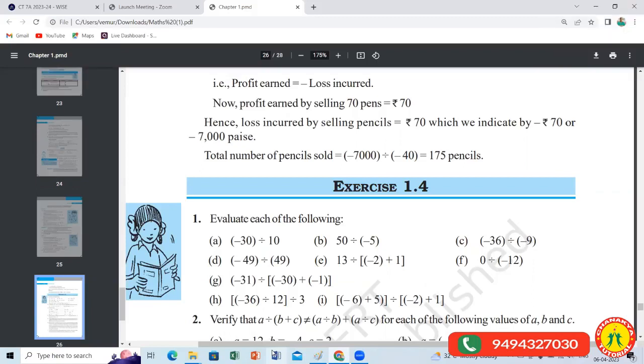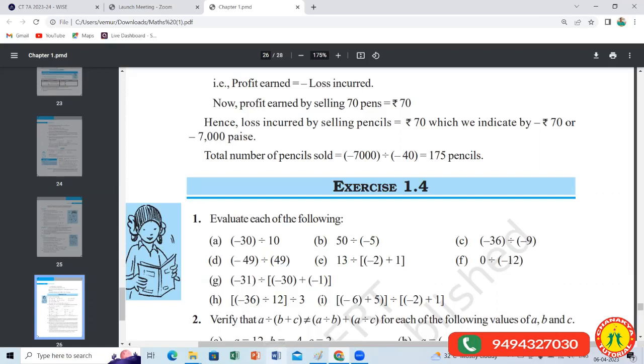Coming to Anubhav, F bit. 0 divided by negative 12. Ma'am, 0 only. Any number, 0 divided by any number is 0, children. Now next, coming to the G bit.